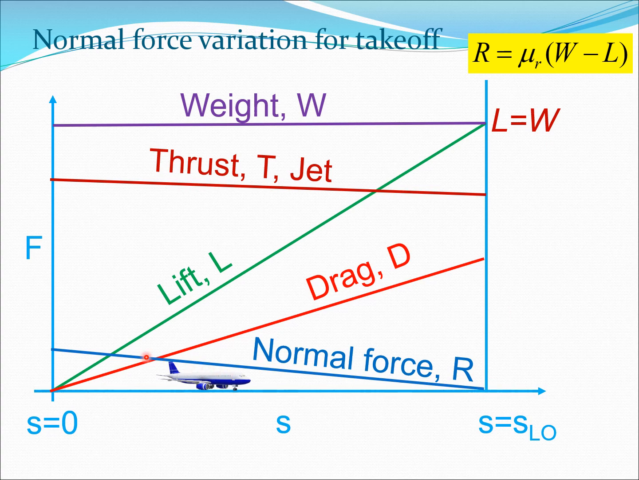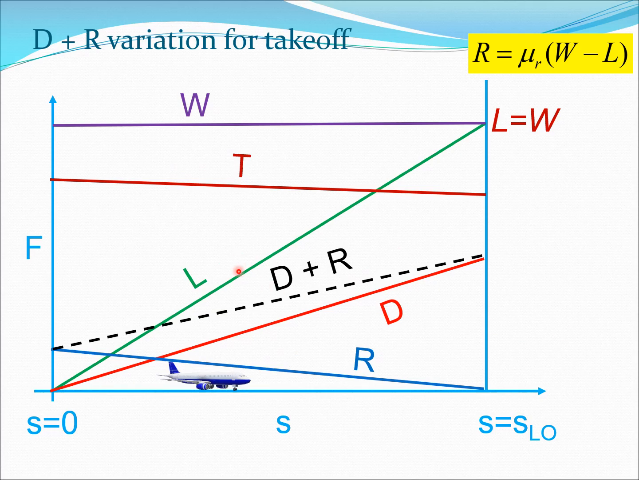So this is going to give us the normal force line in the graph. So now we have all these primary graphs. We can calculate some of the graphs which come from the forces we have discussed. So let's start looking at D plus R. So D plus R is the drag plus the R force.